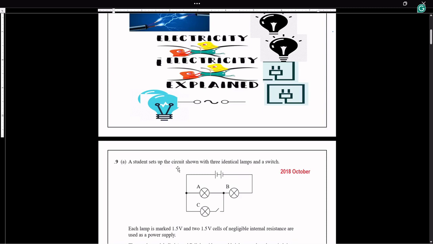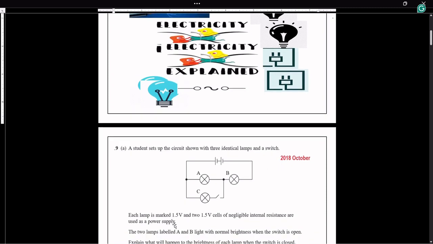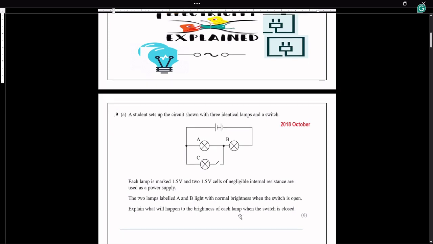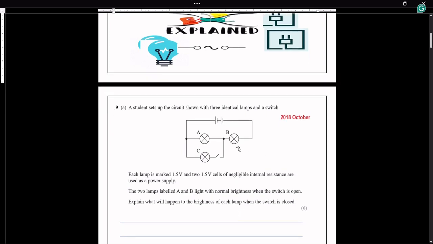A student sets up the circuit shown with 3 identical lamps and a switch. Each lamp is marked 1.5 volt and two 1.5 volt cells of negligible internal resistance are used as the power supply. The 2 lamps labeled A and B have normal brightness when the switch is open. Explain what will happen to the brightness of each lamp when the switch is closed.